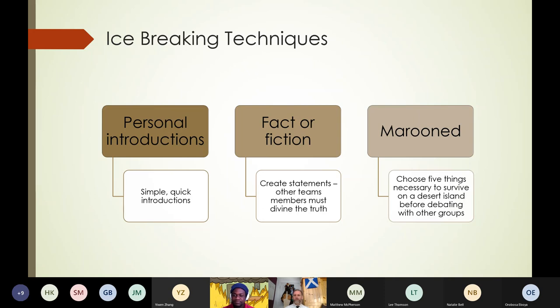So there's a few of these types of things. What would you take if you're going to a desert island? And this is a good one because you can put people into groups. Some people will choose some things, some people will choose others, and then you get back together and fight about which one was right.